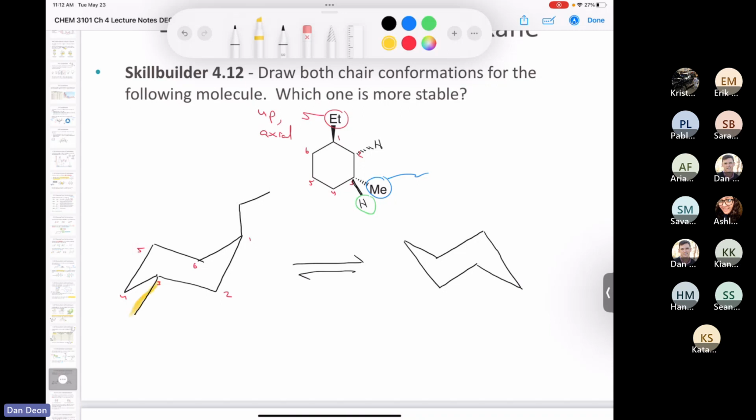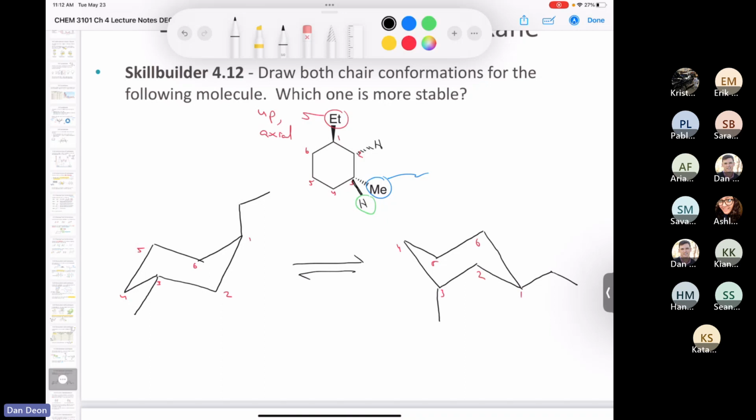Notice that this line is parallel to these two lines. All right? So then if I flip the ring, my ethyl group is still going up, but now it's going to be up and equatorial. And my methyl group is going to be going down, but it's going to be down and axial. So if I change this, carbon 1, 2, 3, 4, 5, 6, on carbon 3, my methyl group is going to be going down like this.